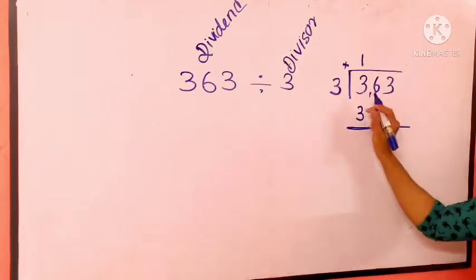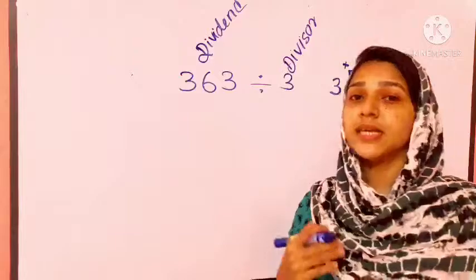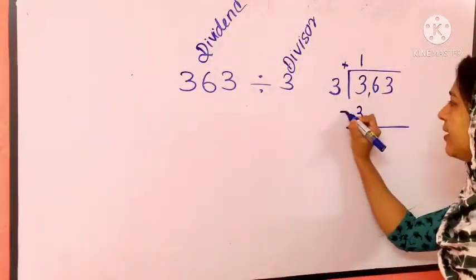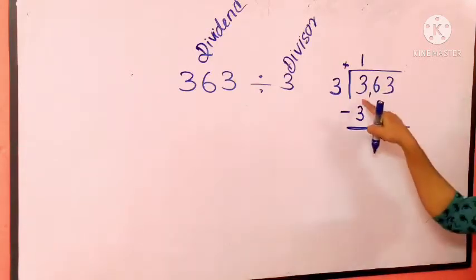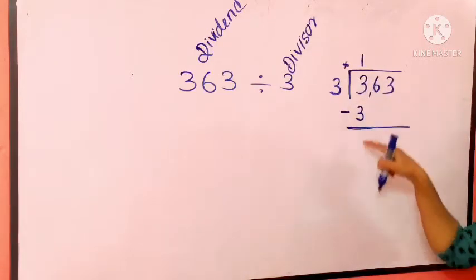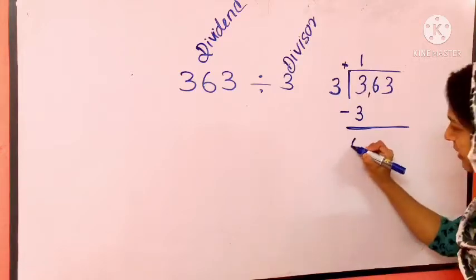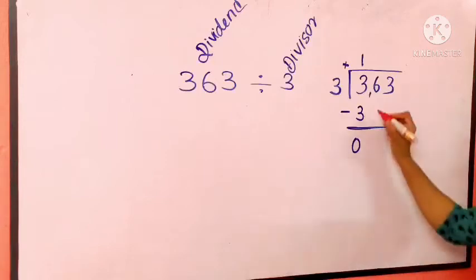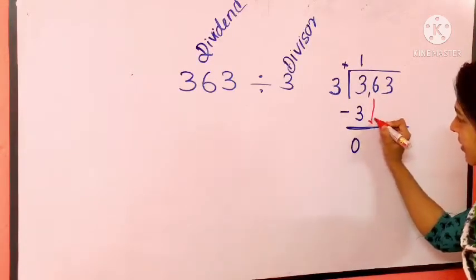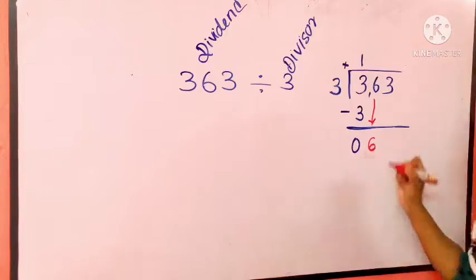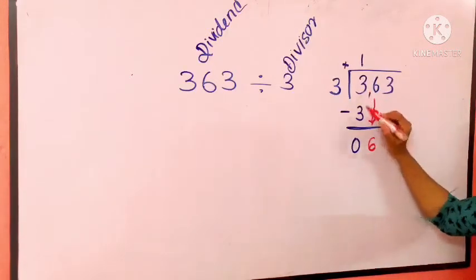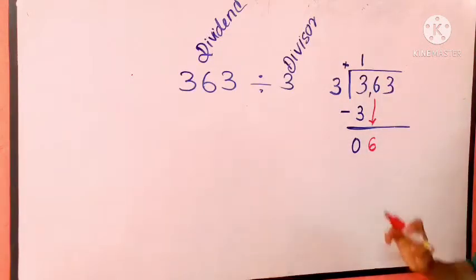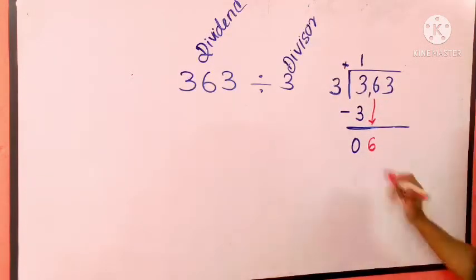Now draw a line. We know division is repeated subtraction. Don't forget that. So we should subtract the number from this. So 3 minus 3 is 0. Write the 0 here. So for the first digit we completed the process. Now take the second digit and write the second digit here.